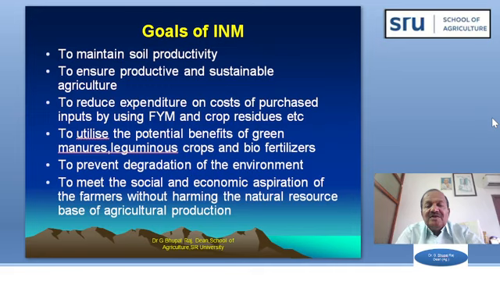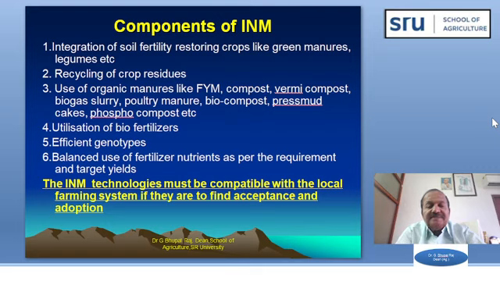What are the goals of integrated nutrient management? The main goals are to maintain the soil productivity, to ensure productive and sustainable agriculture, to reduce the expenditure on the cost of purchased inputs by using farmyard manure and crop residues, etc., to utilize the potential benefits of green manures, leguminous crops, and biofertilizers, to prevent the degradation of the environment, and to meet the social and economic aspirations of the farmers without harming the natural resource base of agricultural production.